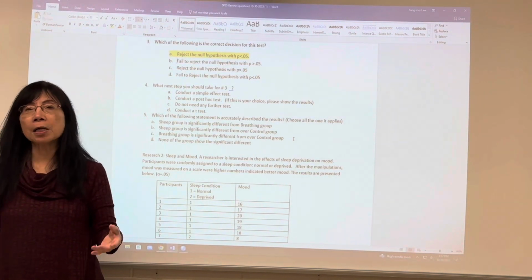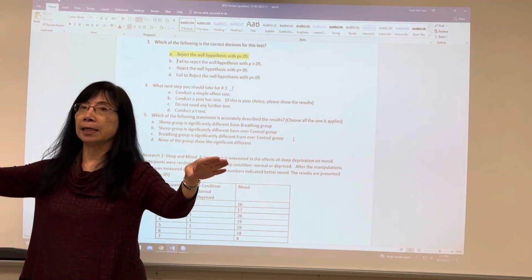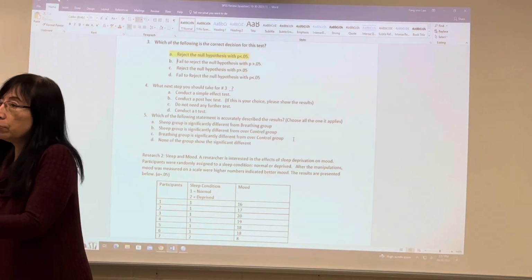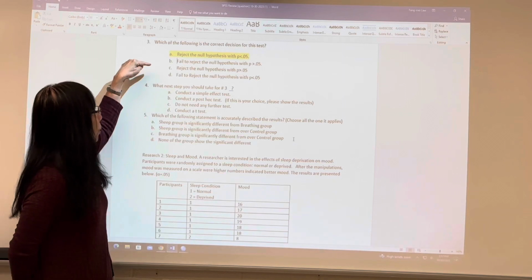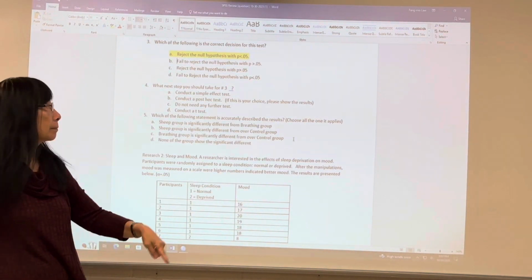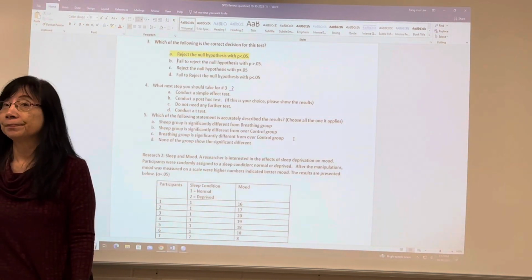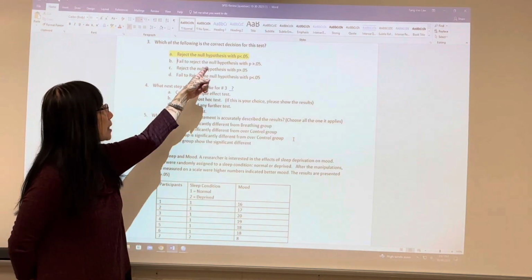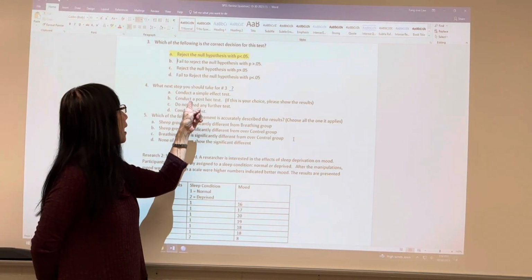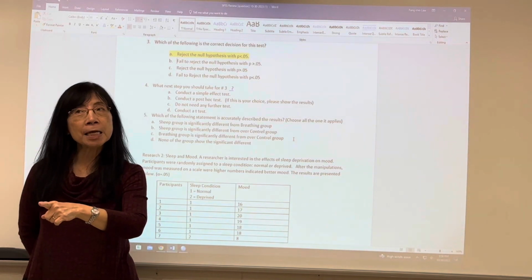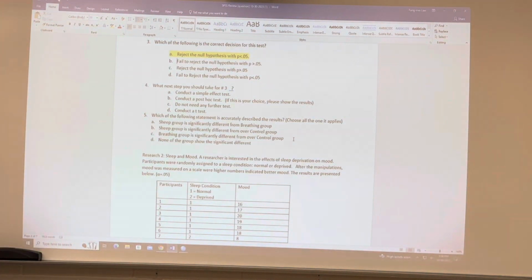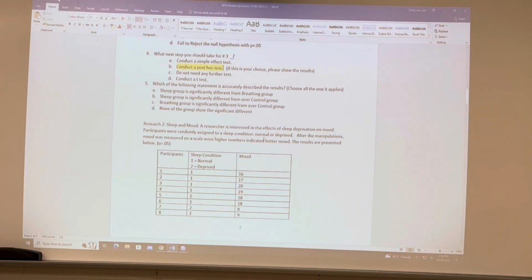Because some students say, oh, I don't need to do anything, so they leave it blank. Then I cannot give you any point because you didn't answer. So if you fail to reject, number 3 is B, then your number 4 should be C, then your number 5 should be D. But this time we have a rejection. So our number 4 should be B or C? B. Everybody, you have to say conduct a post-hoc. So we really need to conduct it.